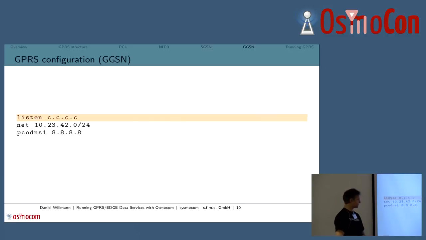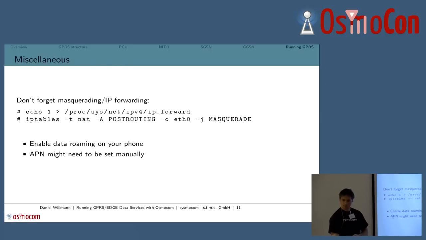The GGSN configuration is quite easy as well. Just specify a listen address to bind to, then a network prefix: when you start OpenGGSN, it will create its own tunnel device where the IP packets of the subscribers fall out. That's the address range that it will assign the addresses to, to the MS, to the phones. And then a DNS server that will be handed along as well.